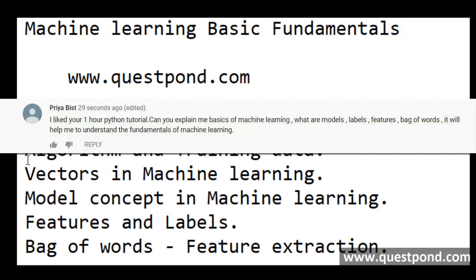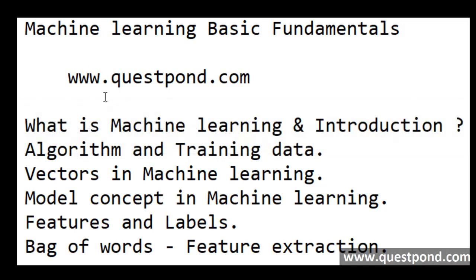So in this video, what we are trying to do is understand the basics of machine learning. I'll be starting with the introduction of machine learning. I will talk about algorithm and what you mean by training data. We will also talk about vectors in machine learning. We'll talk about what exactly is a model in machine learning. We will talk about features and labels, which define the inputs and outputs of machine learning. And then we will talk about something called BOW, that is bag of words. But first, let us start with what is machine learning.